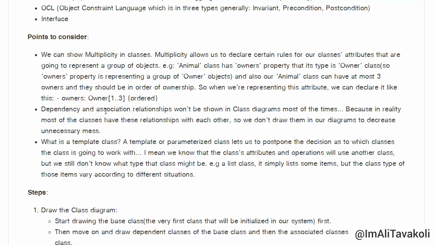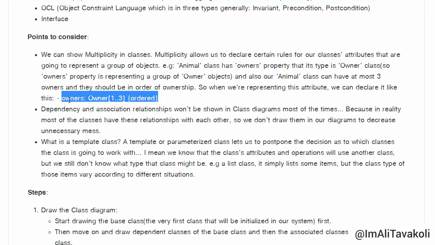Points to consider. We can show multiplicity in classes. Multiplicity allows us to declare certain rules for our classes, attributes that are going to represent a group of objects. For example, animal class has owners property that its type is owner class. So, owners property is representing a group of owner objects. And also, our animal class can have at most 3 owners and they should be in order of ownership. So when we're representing this attribute, we can declare it like this.